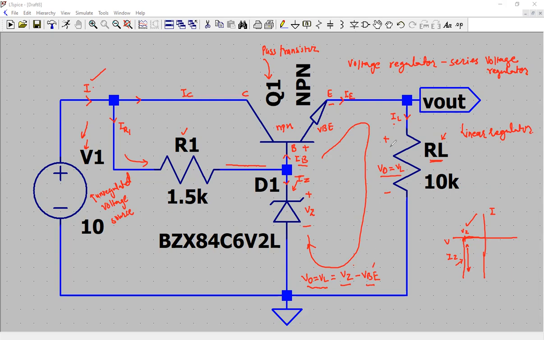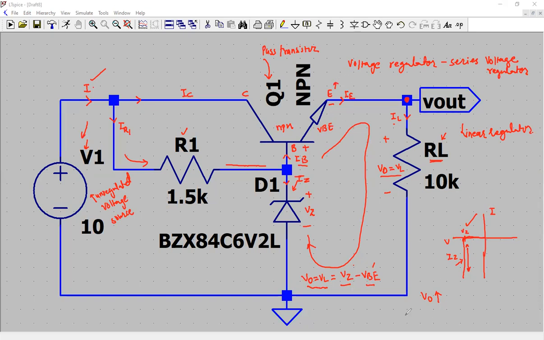So let's say VO goes up due to some reason, and you want to bring it back to its original value. If VO goes up, you see now there is an equation Vz minus Vb, and Vz is constant. So Vb will be adjusted. How? VO is the voltage at this node, so the voltage at the emitter goes up.